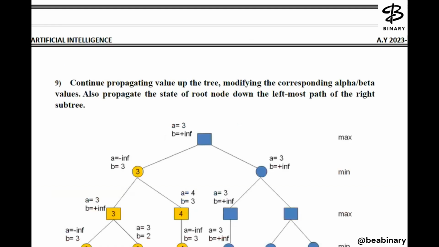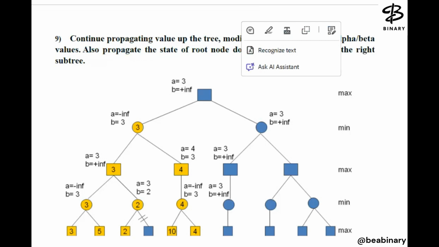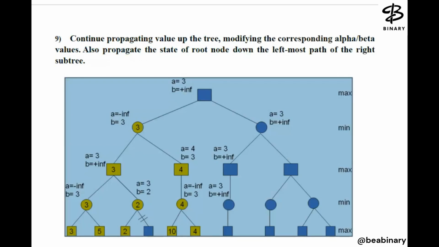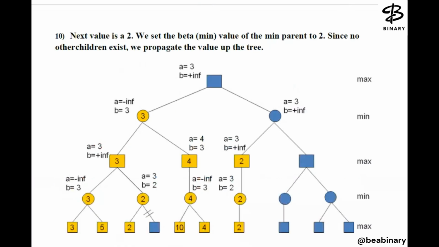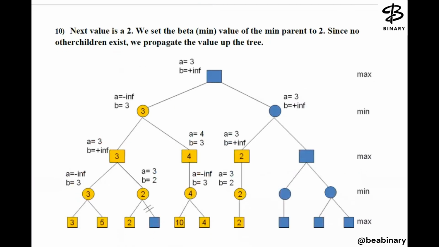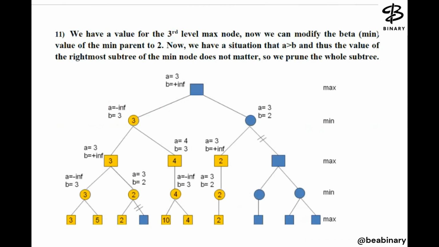So here further nodes will get eliminated, and after propagating the value up the tree and modifying the corresponding alpha beta values, we will also propagate the state of the root node down to the leftmost part of the subtree, because we have assigned all the values to the leftmost path here, and we have calculated the leftmost path first with the help of a utility function. We will consider the leftmost path first. Again, other changes will be there, and according to that we will decide which particular portion of the tree should be eliminated.